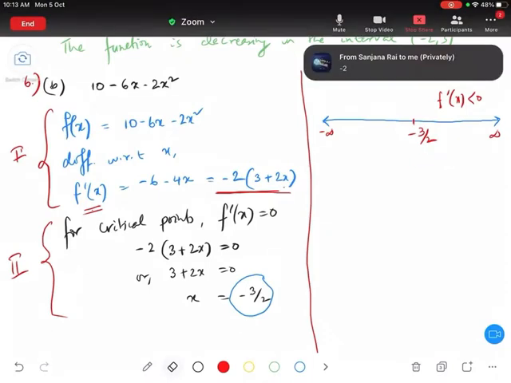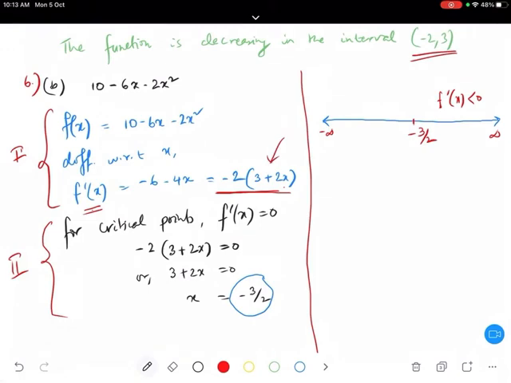Tell me a number less than minus 3. Minus 2. Now put minus 2 in here and tell me whether it will be negative or positive. It will be positive. So if I put minus 2 in here, minus 2 into 2 is minus 4. Minus 4 plus 3 is minus 1. So minus 1 into minus 2 is 2.